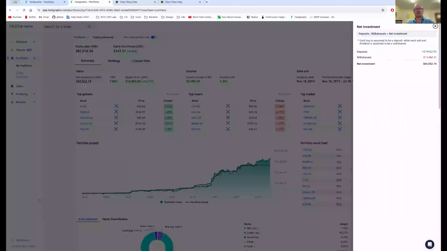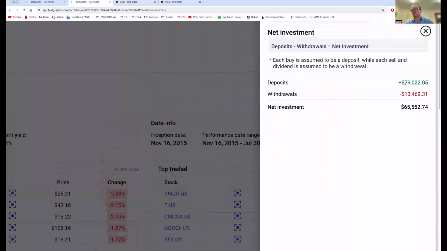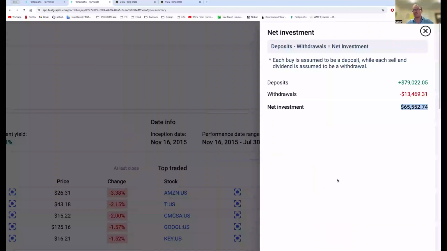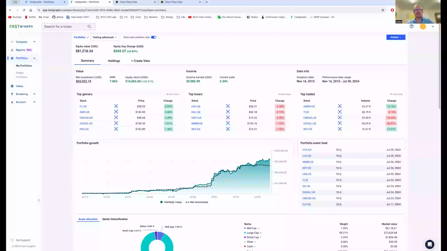And this is actually auditable. So if I click on net investment, I can see the deposits and withdrawals of this portfolio equals the net investment. And as of right now, we assume that each buy is a deposit while each sell and dividend is a withdrawal. So it's showing you this portfolio had $79,000 worth of buys, based off of the sells and the income that was made off of it. It's got $13,000 in withdrawals. And then now my gain is basically from the 65,000 to the 81,000 that exists right here.